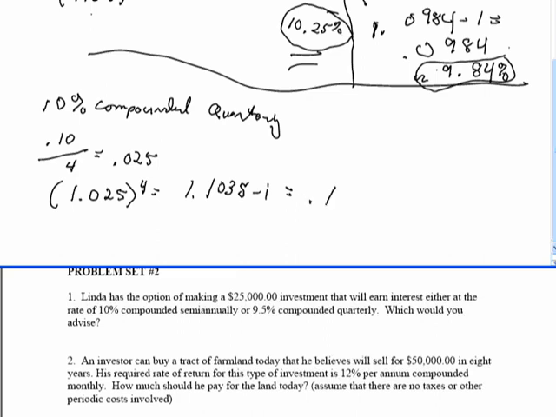And that gives us 0.1038, or 10.38%. Now this time, given a choice of 10% compounded semi-annually and 10% compounded quarterly, which would you choose? Well, in this case, you choose 10.38%.